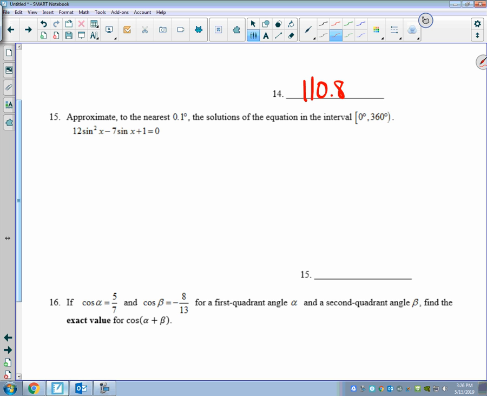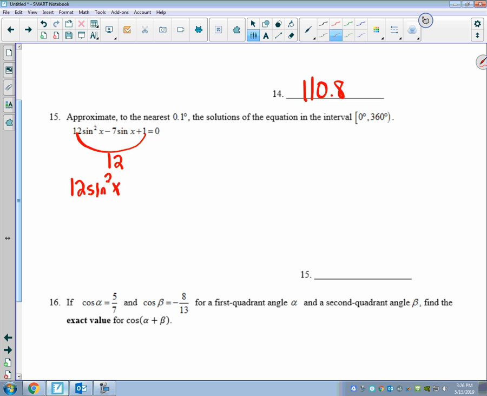Number 15, this goes back to more of the beginning stuff that we did. This is a quadratic, kind of like U substitution, where you can factor this, or you can do the quadratic formula. I factored it because I just noticed that it was factorable, like what multiplies to give me 12 that adds to give me -7.